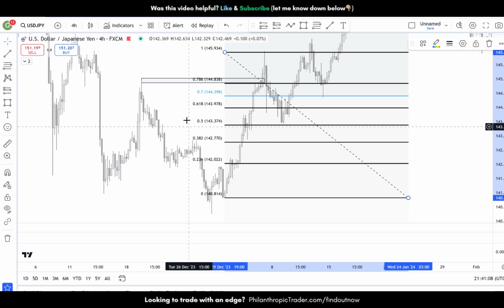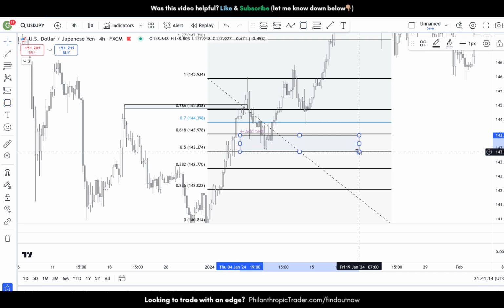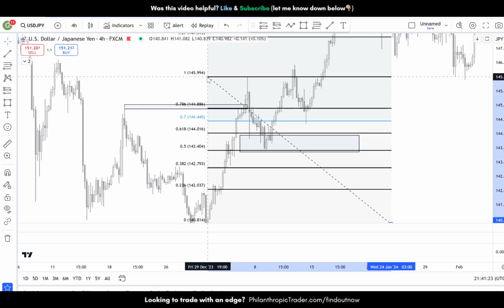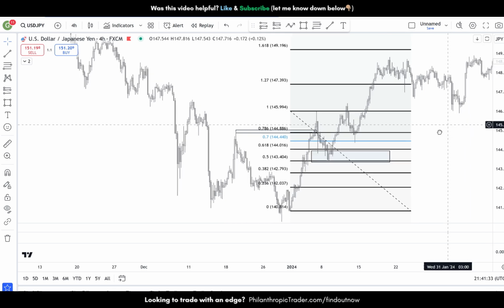Okay, so this was our low, this was our high, and what do we see? The golden zone, and it reacts to the 50 level. Put it a little bit here because this is the high. Yeah, it respects the 50 level, and then we see bullish candles, and then we can easily take a buy trade.